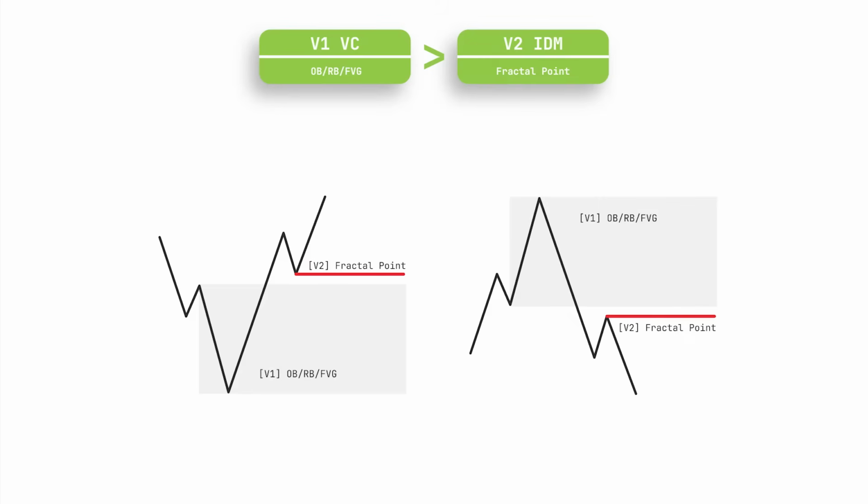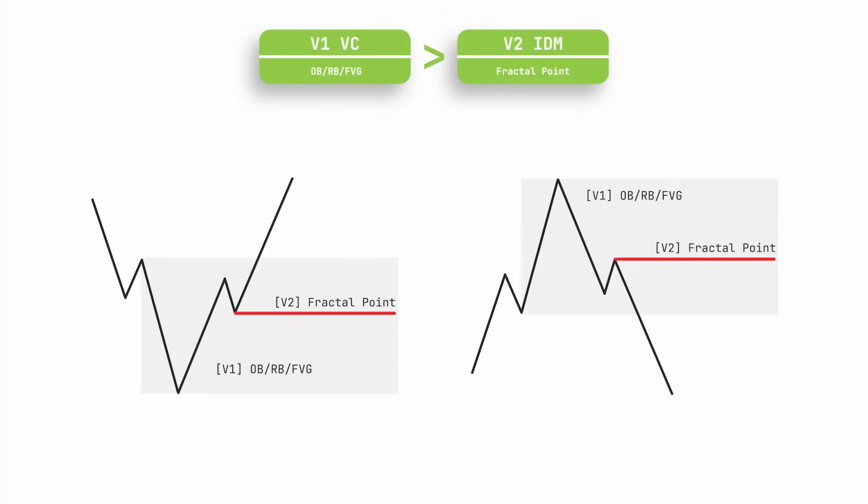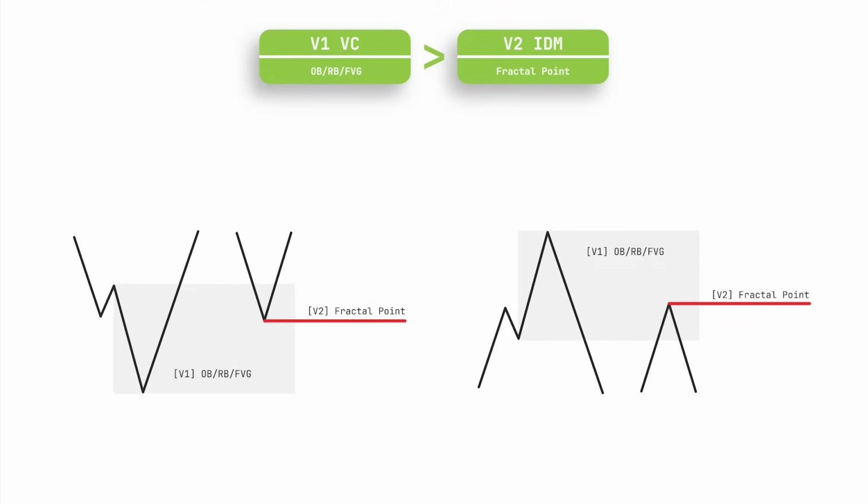There are 2 methods this can happen. The first is that variable 2 forms at the same time as variable 1. The second method is that variable 2 forms after testing variable 1. For example, a 1-hour volume confirmation and a 15-minute inducement.